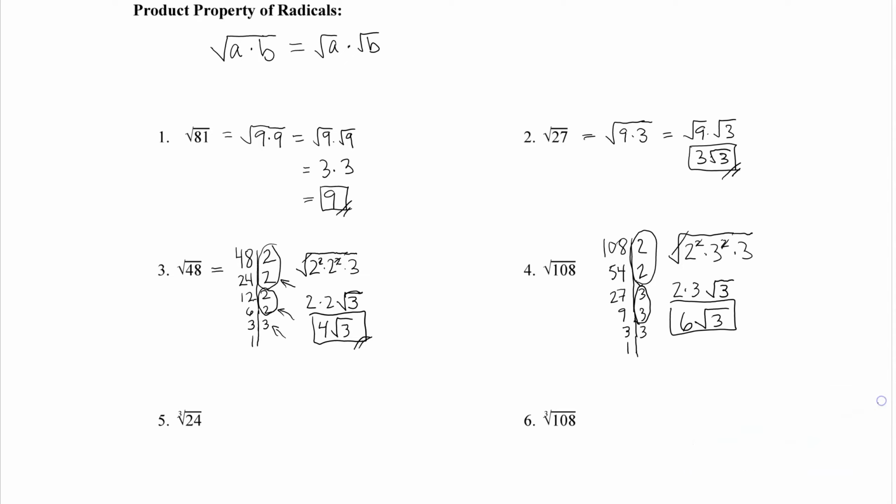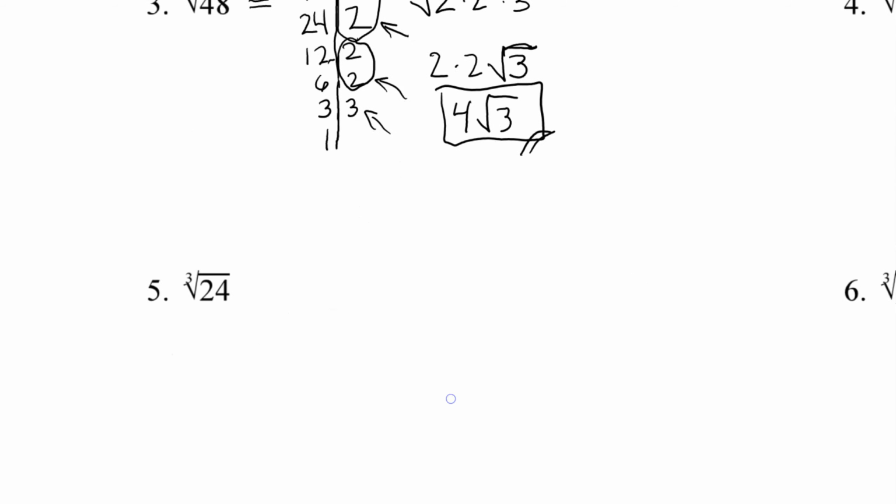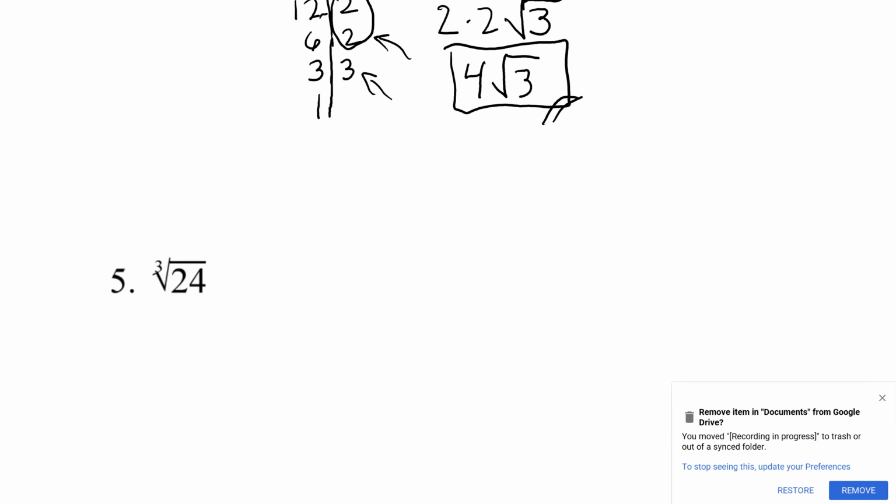And then the cube root of 24. Now this time instead of looking for pairs, we're going to look for threes of a number, 3 or more numbers. So here we have 24 divided by 2 would be 12. 12 divided by 2 would be 6, and 6 divided by 2 would be 3, and 3 goes into 3 one time. You get to 1, you're done.